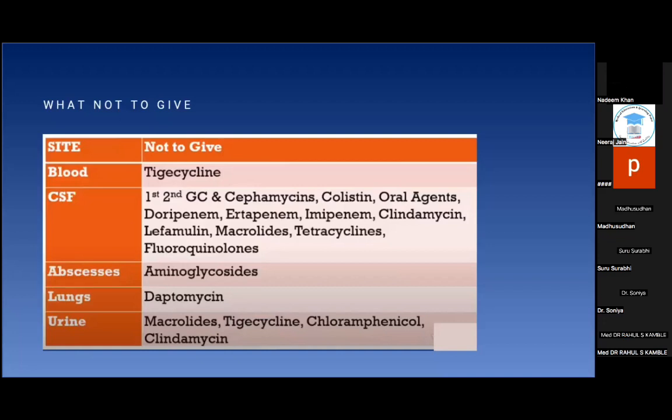What not to give, for example, in blood, daptomycin. Now the microbiologist should also refrain from reporting such antibiotics, for example, in blood, tigecycline; from CSF, first and second generation cephalosporins; in abscesses, aminoglycosides; daptomycin in lungs, because they are not effective at these sites.